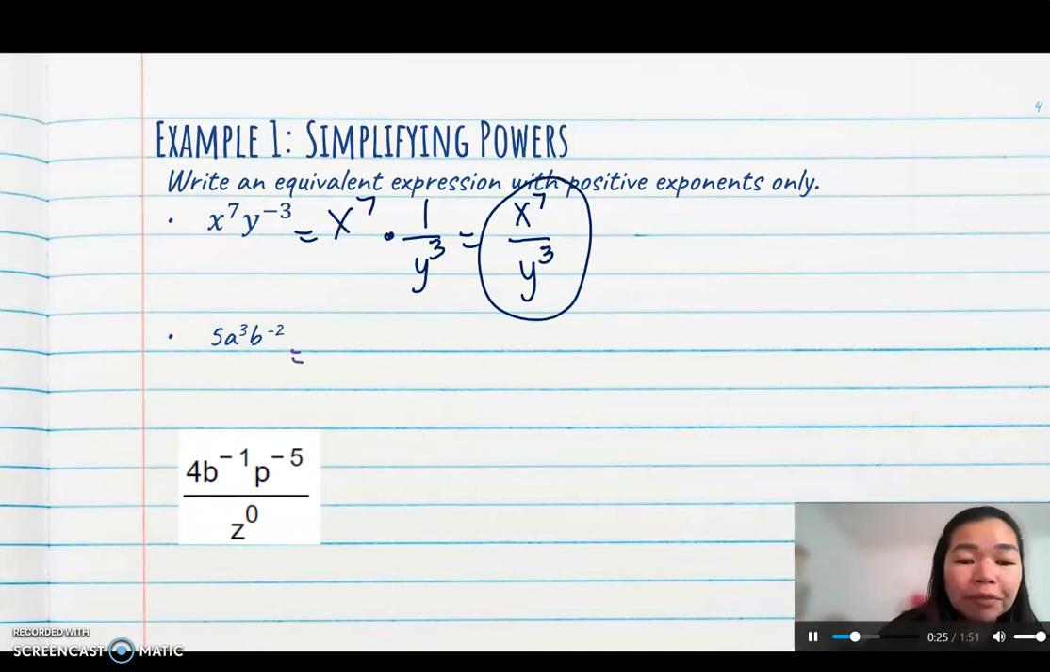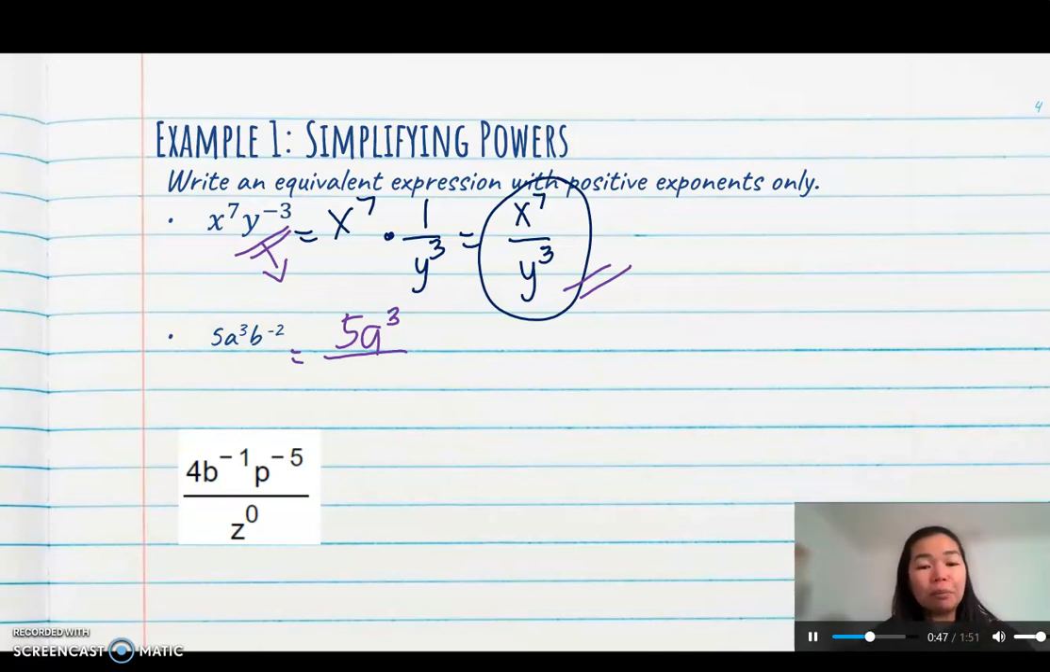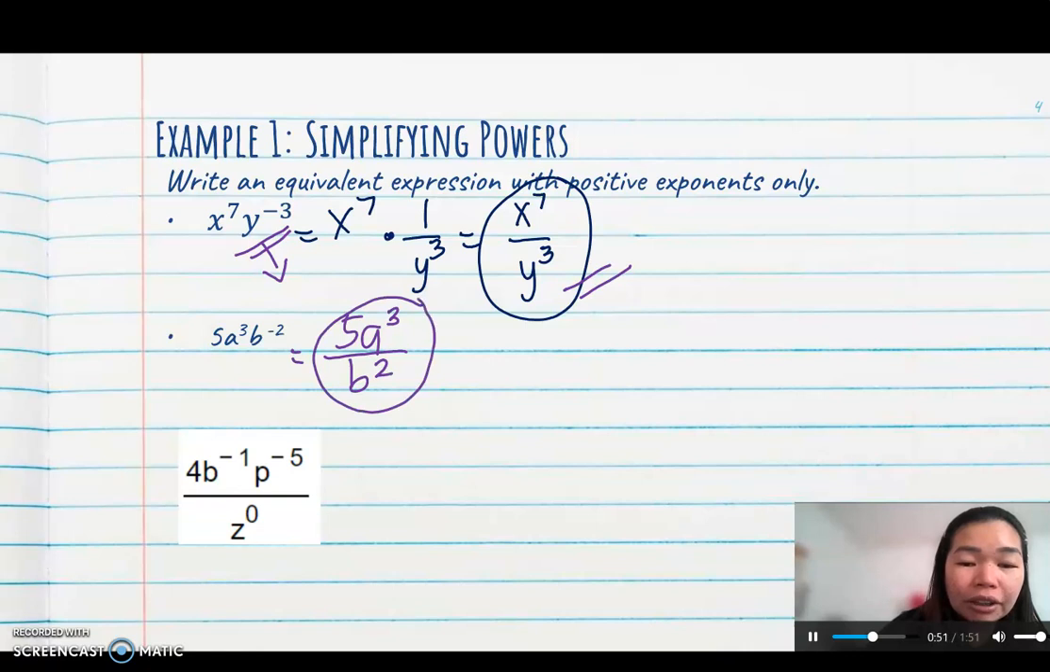Another example, we have 5a cubed b raised to the power of negative 2. If we have a negative exponent, we are just going to put it in the denominator. So for this example, let us just copy the one with a positive exponent, and then since b is raised to the power of negative 2, let us put it in the denominator. Make it a positive exponent, and that is your final answer.